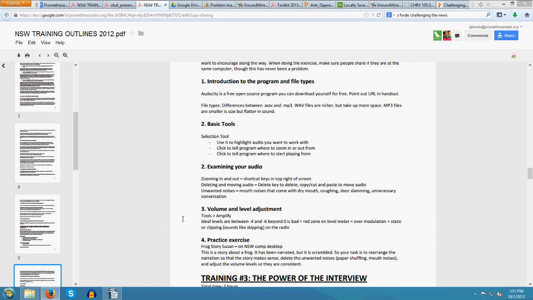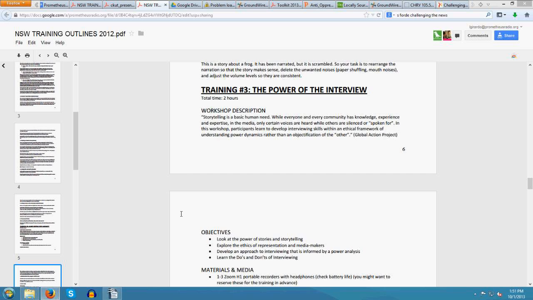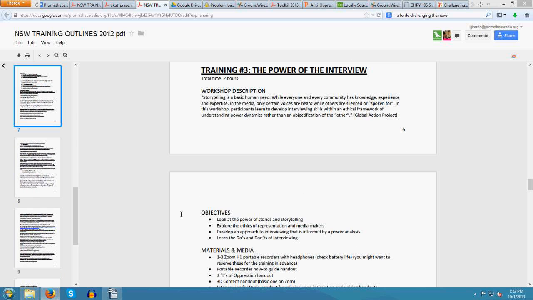And then the last one is training number 3, and that's called The Power of the Interview. And this is a really great training that I researched from the Global Action Project. They're a youth media group based out of New York City, and they have free curriculum online on their website. But the version that we have is in the document that I have here. And that's basically about, it kind of combines the goals and the ethics of community journalism with the interview. So when it comes to actually applying those principles, how do you shape your interview questions? What are some things to think about before and after the interview?